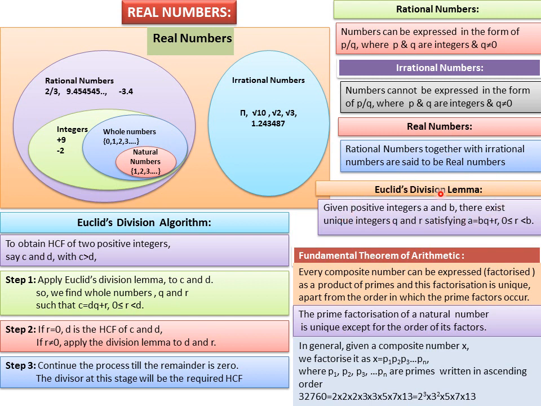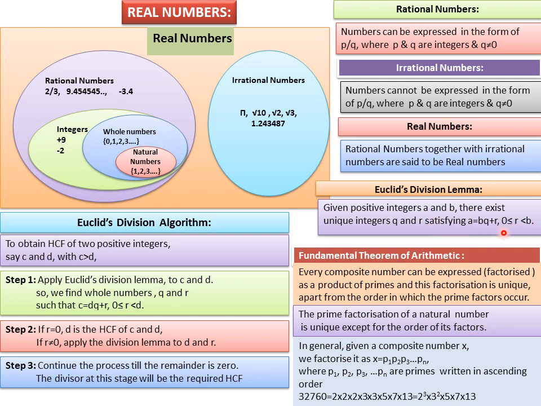Then we also need to know what Euclid's division lemma is. A lemma is a statement which is used for proving another statement. So what is Euclid's division lemma? Given positive integers a and b, there exist unique integers q and r such that a equals bq plus r, where r is greater than or equal to 0 and less than b.